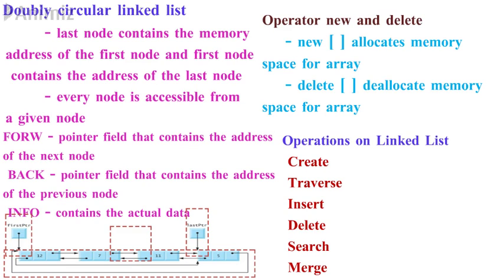Then search, you know what search is. You go for searching a particular item in the linked list. You have various algorithms for searching the item in a particular linked list. Then we come to merging. Merging is where you merge 2 or more linked lists that are present. So these are all the operations that are performed on the linked list. Next, we will see these operations in detail.